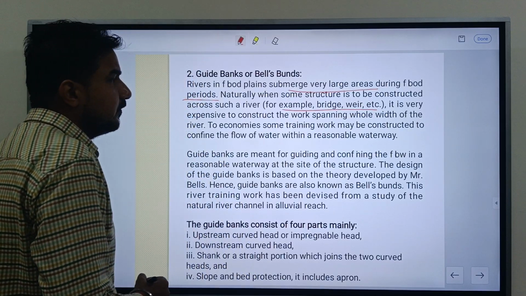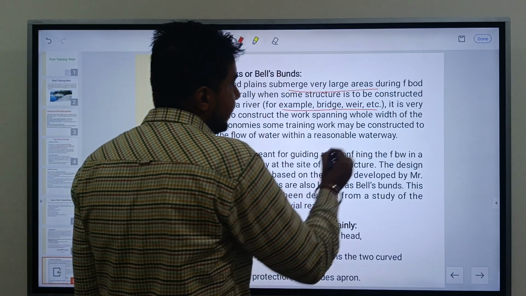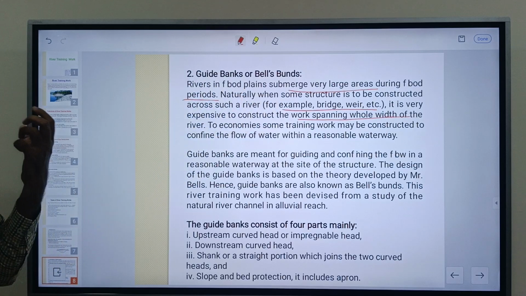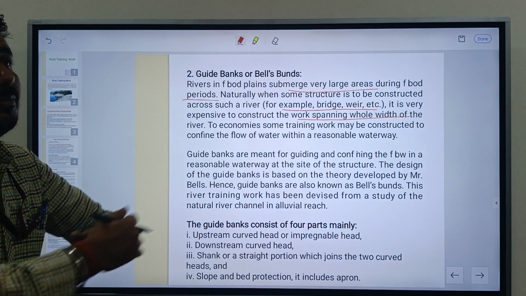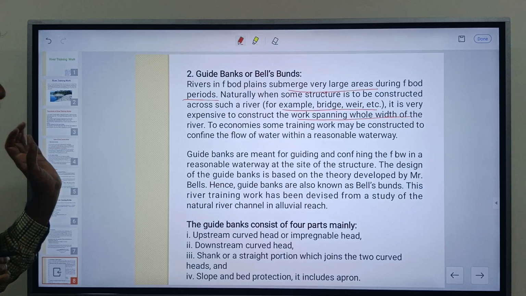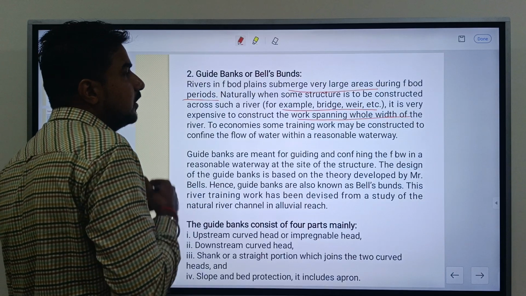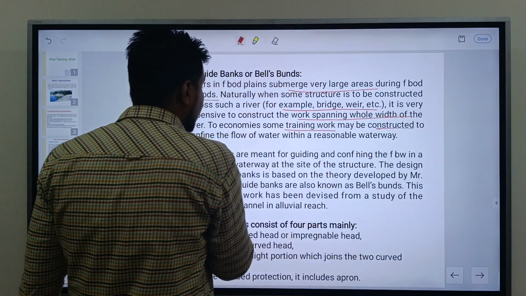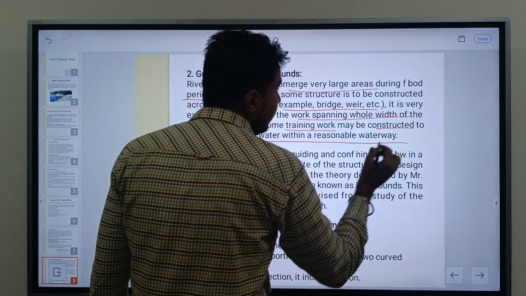It is very expensive construction work spanning the whole width. So for a bridge or a pier, it is very difficult to construct a huge structure in that area. For economic consideration, some river training work may be constructed to confine the flow of water in a reasonable way.